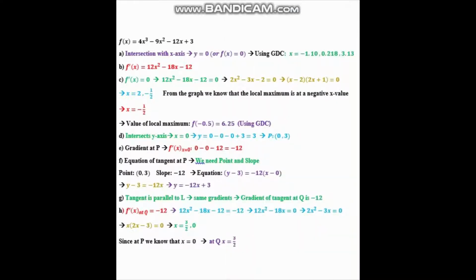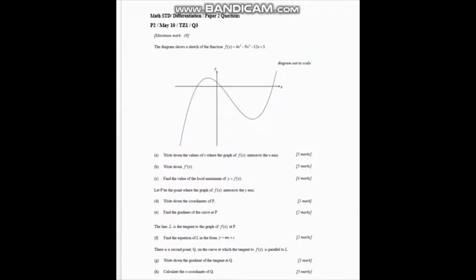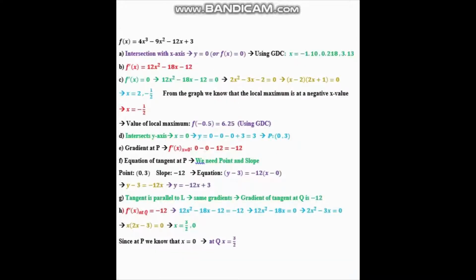Negative 1.10 and 3.13 and 0.218. These are your three values. Next, I'm required to write down f dash of x. There is your original function in black, and there is the derivative function in red.